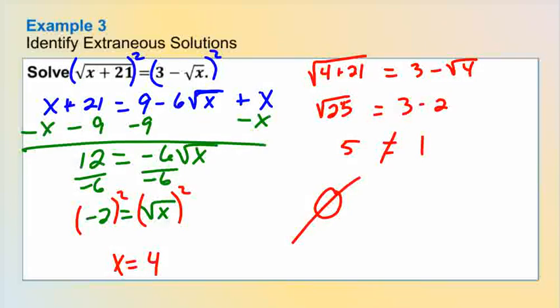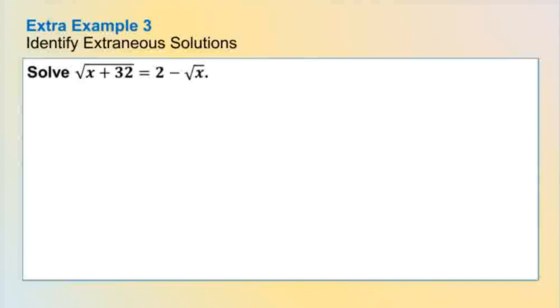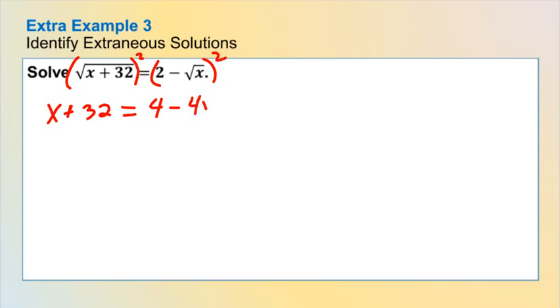So this 4 is extraneous, which means we did get a solution, but when you put it back in, it doesn't make sense. So the answer for here is no solution. Next, square the right side. So we have x plus 32 equals, this would be 4 minus 4 square root of x plus x.